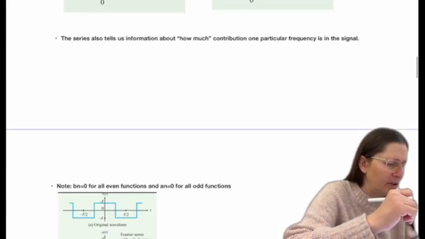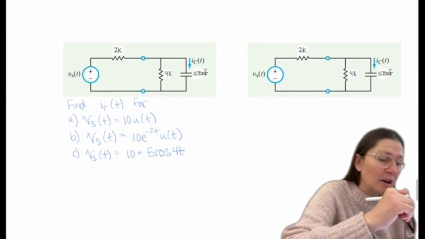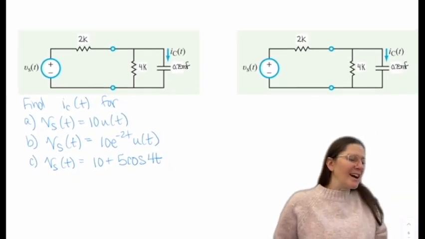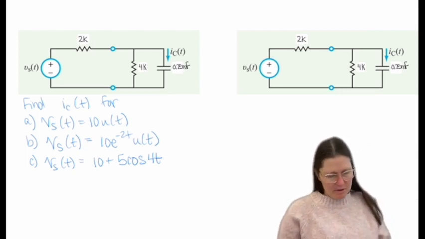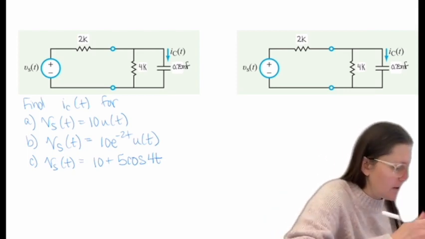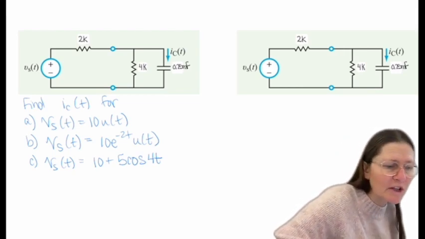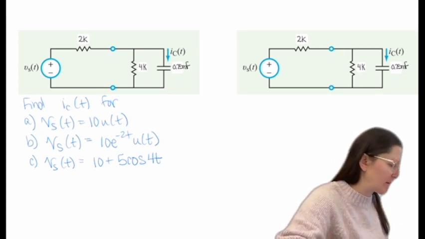Okay, so now we're going to move to Fourier. So here's our circuit. On this one, we want to find iC of t for the different inputs. So the first input is 10u of t. So solving this using Fourier instead of Laplace, we're going to look at the Fourier transforms instead.